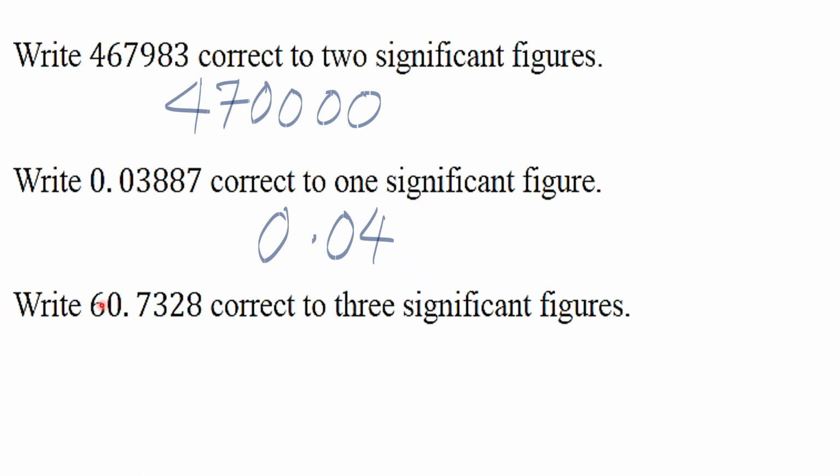Next it says write 60.7328 correct to 3 significant figures. So this is my first SF, this is my second, this is my third. Now to make the changes in the third SF, we will see the fourth SF. Now this is 3 which is less than 5. So in 7 I'm not going to add anything. So all the numbers from here till here I'm going to write as they are. So my answer will be 60.7. Okay.